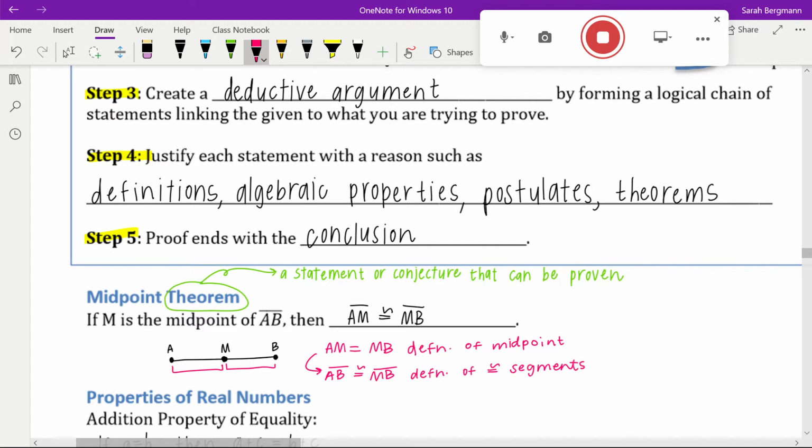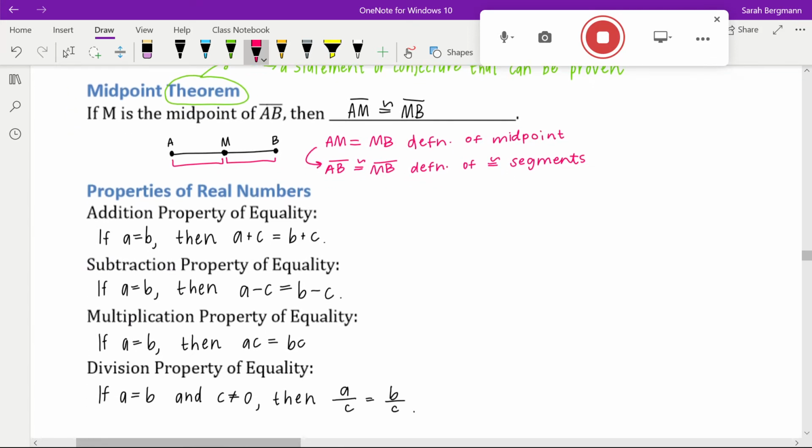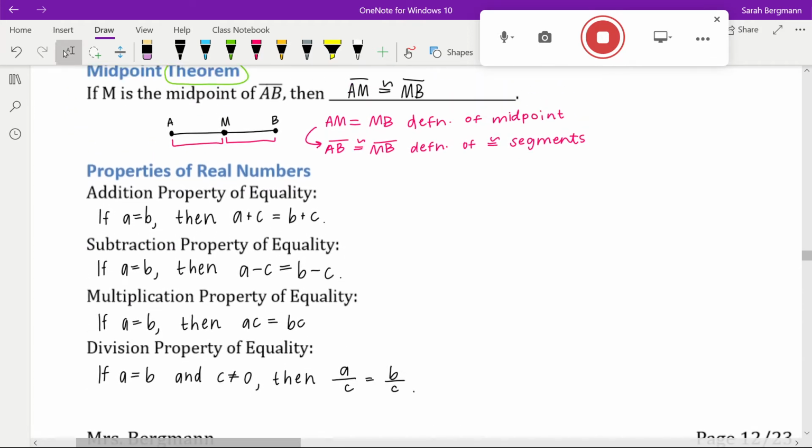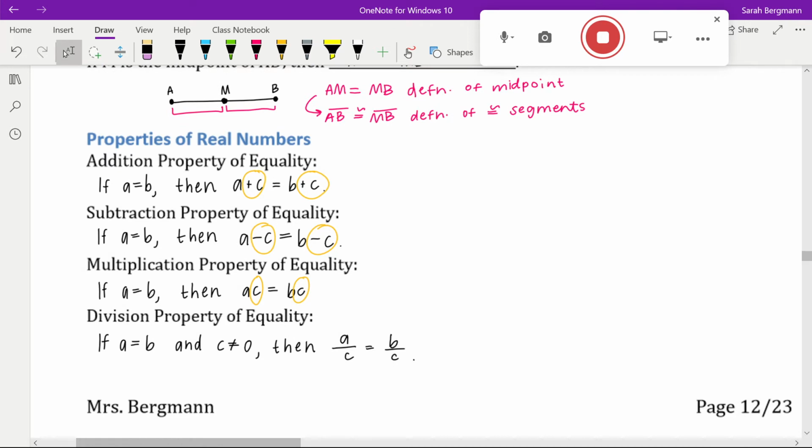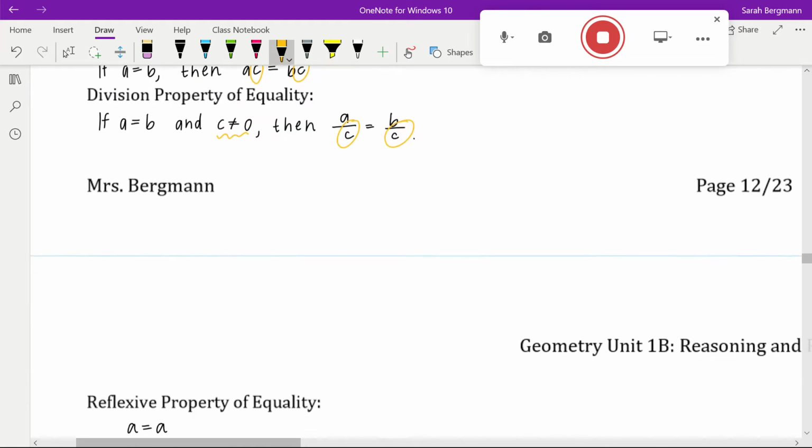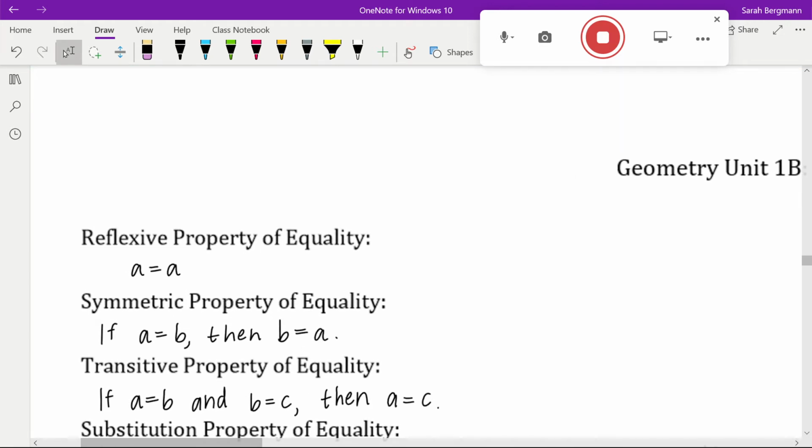In order to be able to write a proof, we need to know the properties of real numbers. These will sound very familiar and they'll be very easy for you because you've always used them in algebra. The addition property of equality just tells you that you can add the same number on both sides of an equation. Subtraction property, you can subtract the same number on both sides of an equation. Multiplication property, I'm sure you guessed, you can multiply by the same number on both sides of an equation. And for division property, as long as the number is not 0, you can divide by that number on both sides of an equation.